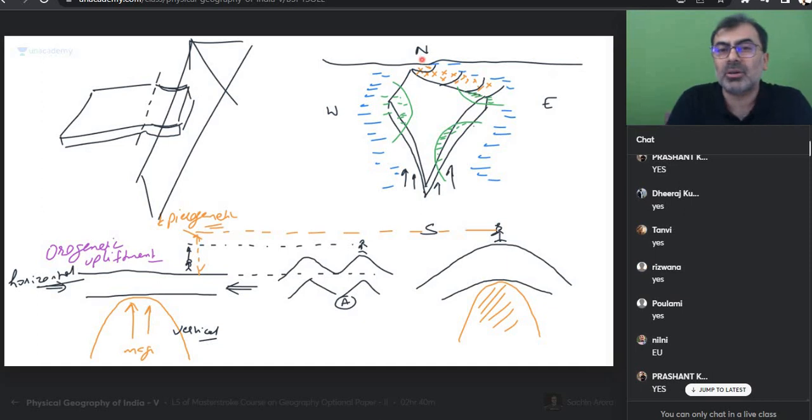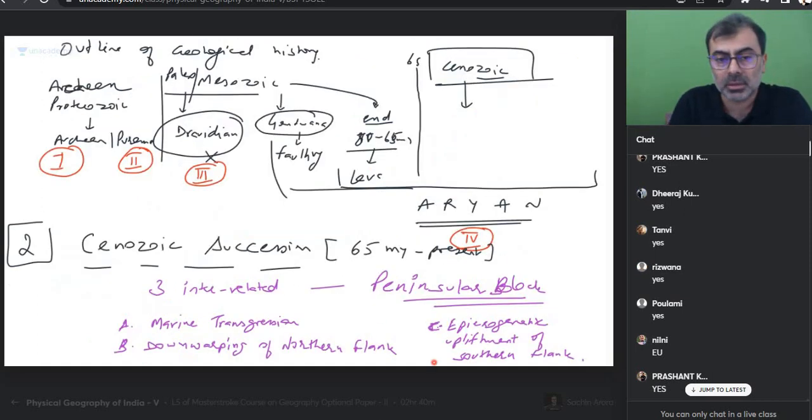So ये part क्या हो गया? Northern flank. What happened to the northern flank? Northern edge. जल्दी से बताओ what happened to the northern edge? Sir, 1 minute. Down warping. Oh, down warping. Sir, down warping क्या होता है?